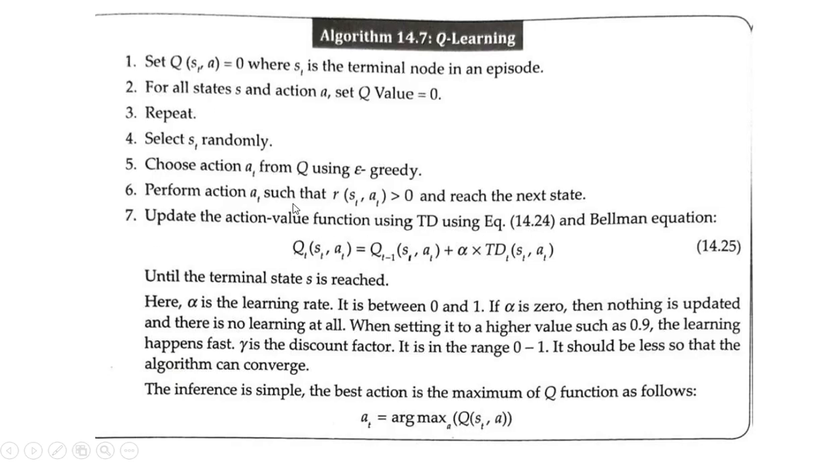So this process will be repeated, right? And at the end of every state, I will be calculating the Q value using the Bellman equation, and the action will be repeated until I get the maximum value of Q. So the maximum value of the Q function is the best action.